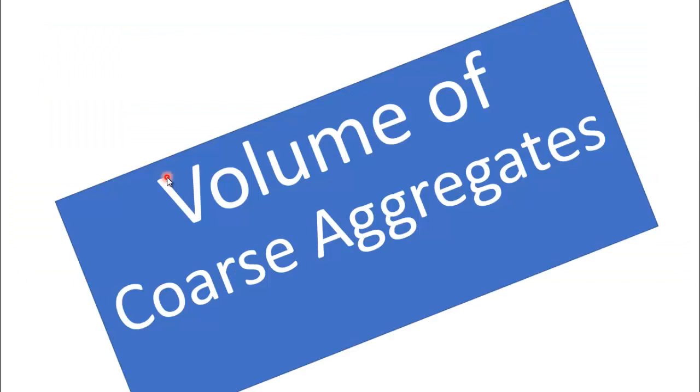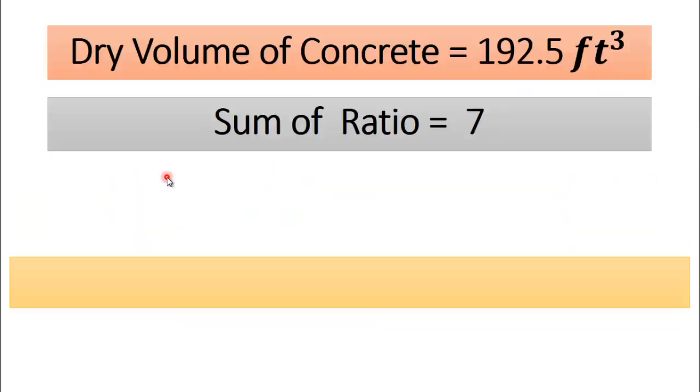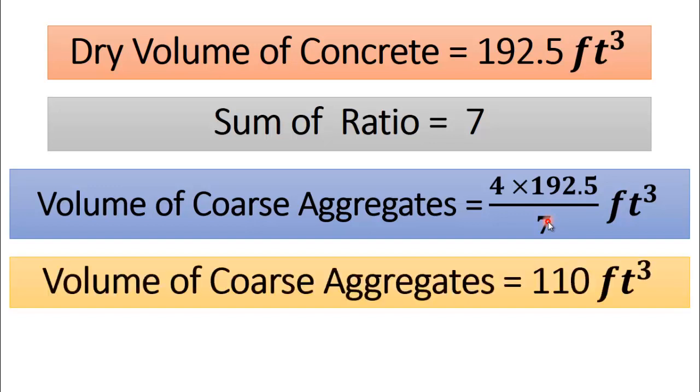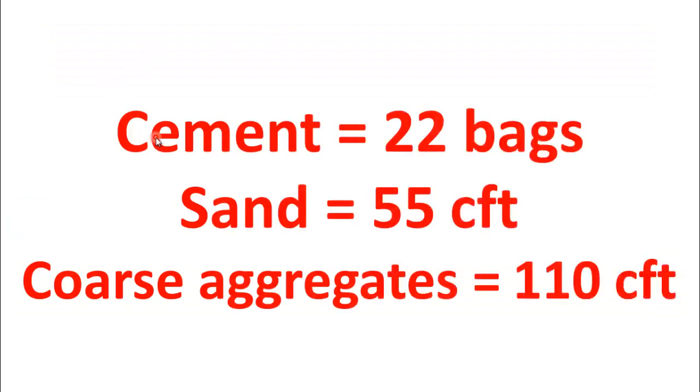Now we will find volume of coarse aggregate by using the same method. Volume of coarse aggregate is equal to 4, which is the ratio of coarse aggregate, multiplied by 192.5 total volume, divided by sum of ratio, which is 7. After doing simple calculation, we will get volume of coarse aggregate is 110 cubic feet. You can see that we have determined the quantities of material required for this slab. The quantity of cement required is 22 bags, sand 55 cubic feet, and coarse aggregate 110 cubic feet.